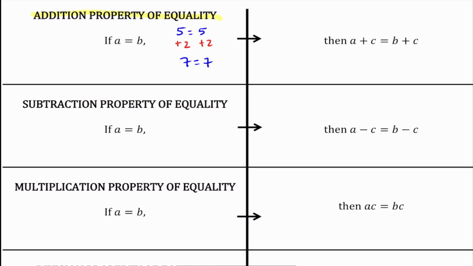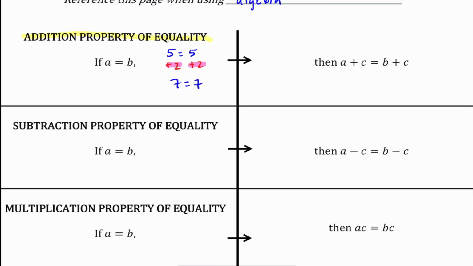Now, me adding 2 on both sides of the equal sign right there was me using the addition property of equality. So the plus 2 on the left-hand side, whatever I do on one side, I have to do on the other side. So a plus 2 on the right-hand side. So again, that right there was me using the addition property of equality. Now, you probably have heard of that phrase before. Whatever you do on one side, you have to do on the other side.